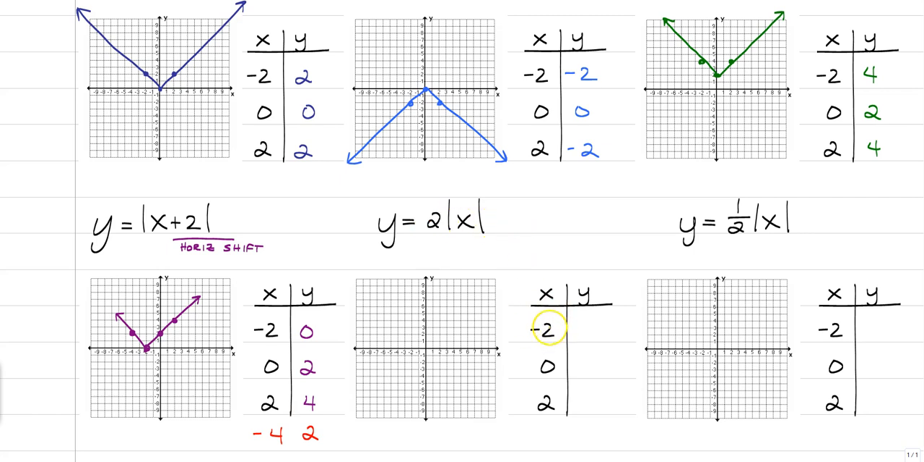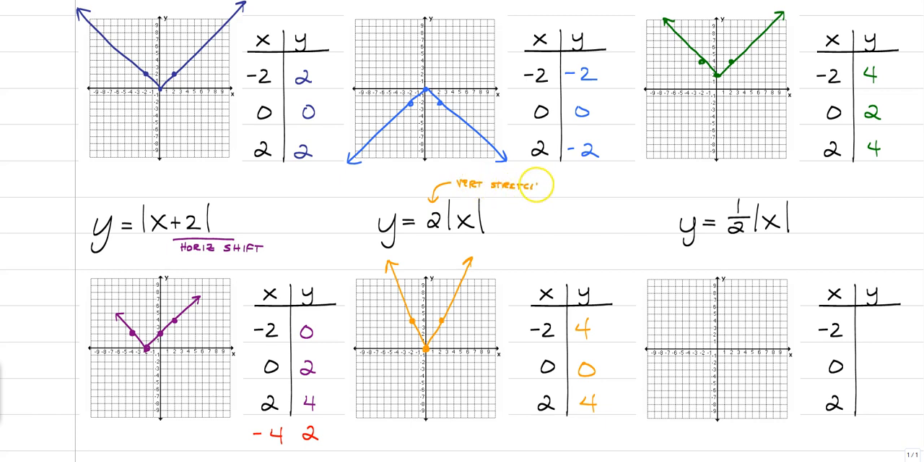So if the absolute value of negative 2 is 2, times 2 is 4, and the absolute value of 0 is 0, times 2 is still 0, and the absolute value of 2 is 2, times 2 is still 4. When we graph this, we're going to have our 0, 0, but we're going to have our 2, 4, and we're going to have our negative 2, 4. And what happened was this graph got stretched vertically. So when you multiply by a number bigger than 1, that is a vertical stretch.